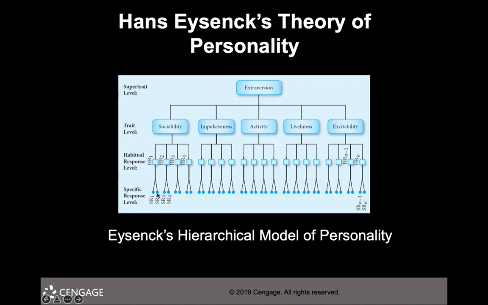They will say compliments to other people. So that's one aspect of this that can be broken down. And so every habitual response level has further specific response levels. So if you see this, you can see that extroversion, or whatever dimension of personality is here, can be broken down into traits, broken down into habitual responses, and further broken down to specific response levels.